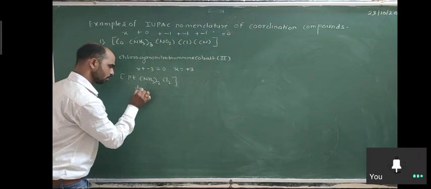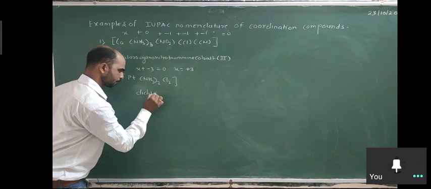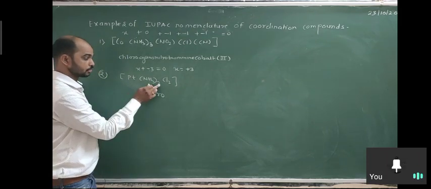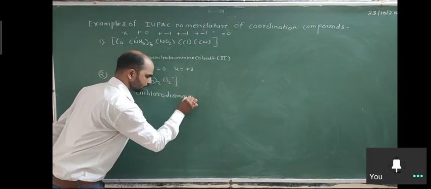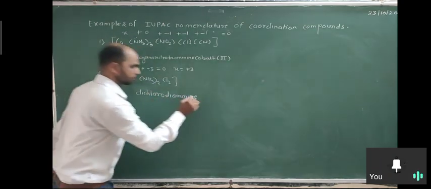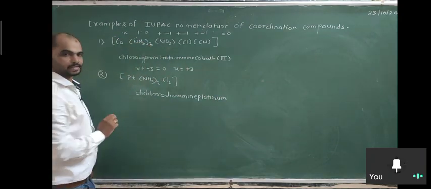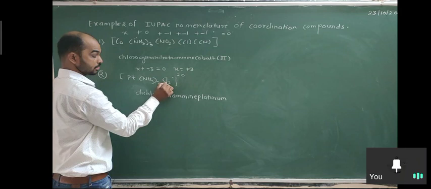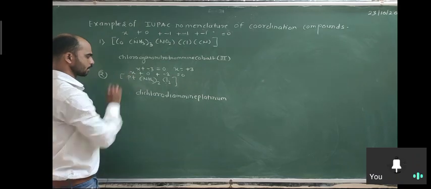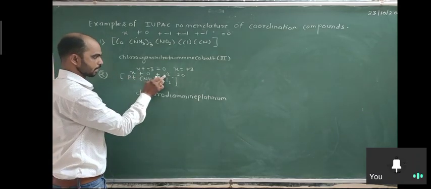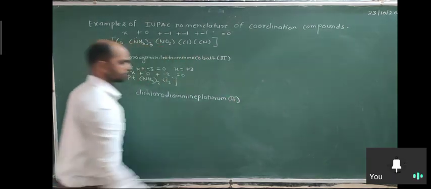So dichloro. Then again there is a 2, so di, for ammine: diammine platinum. Now calculate the oxidation state. Here the total is 0. Each Cl shows -1, so here it is -2. The ammines are 0. X will be considered for the platinum. So X plus -2 is equal to 0. That means X will be plus 2.